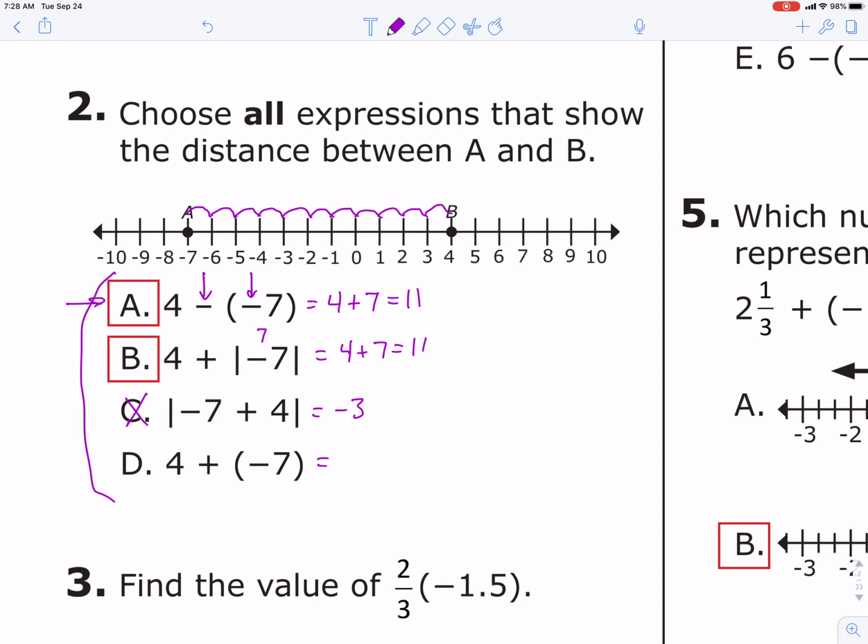Next one. 4 plus negative 7. That's the same as 4 minus 7. And again, that one is negative 3. So that one does not work.